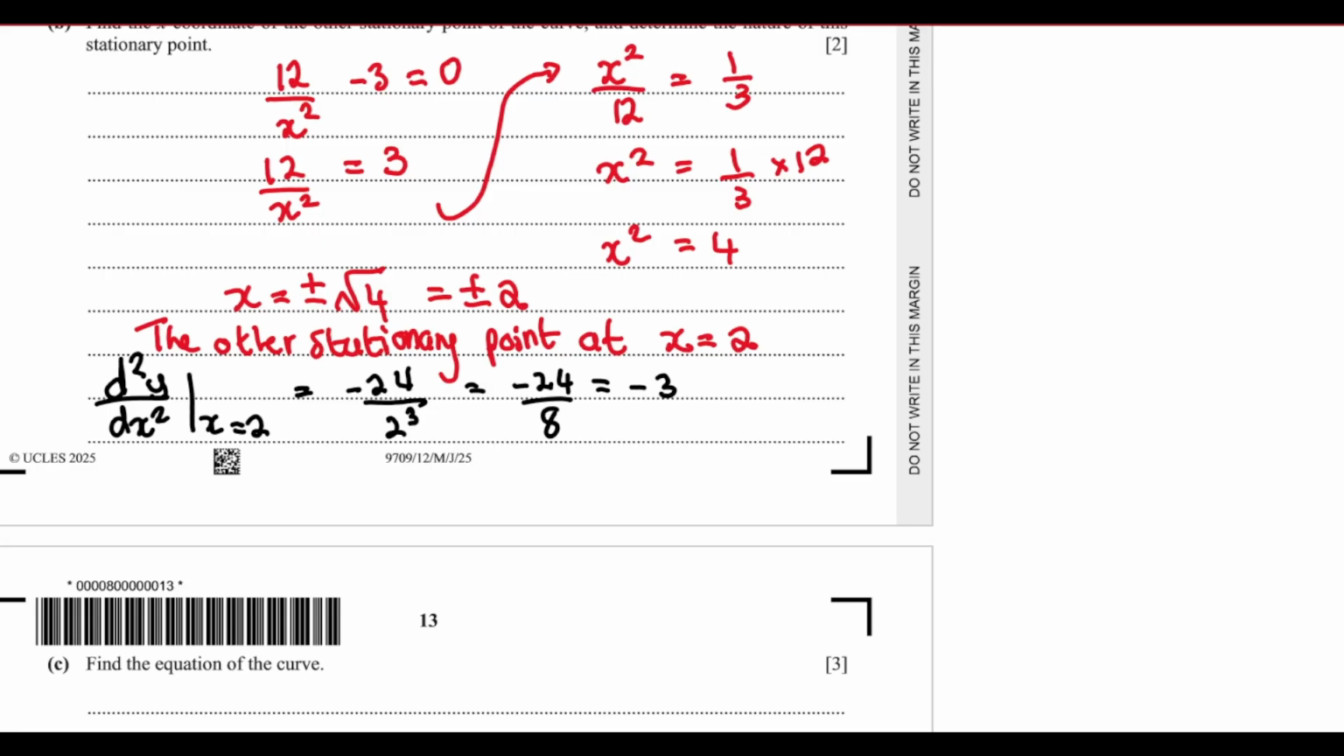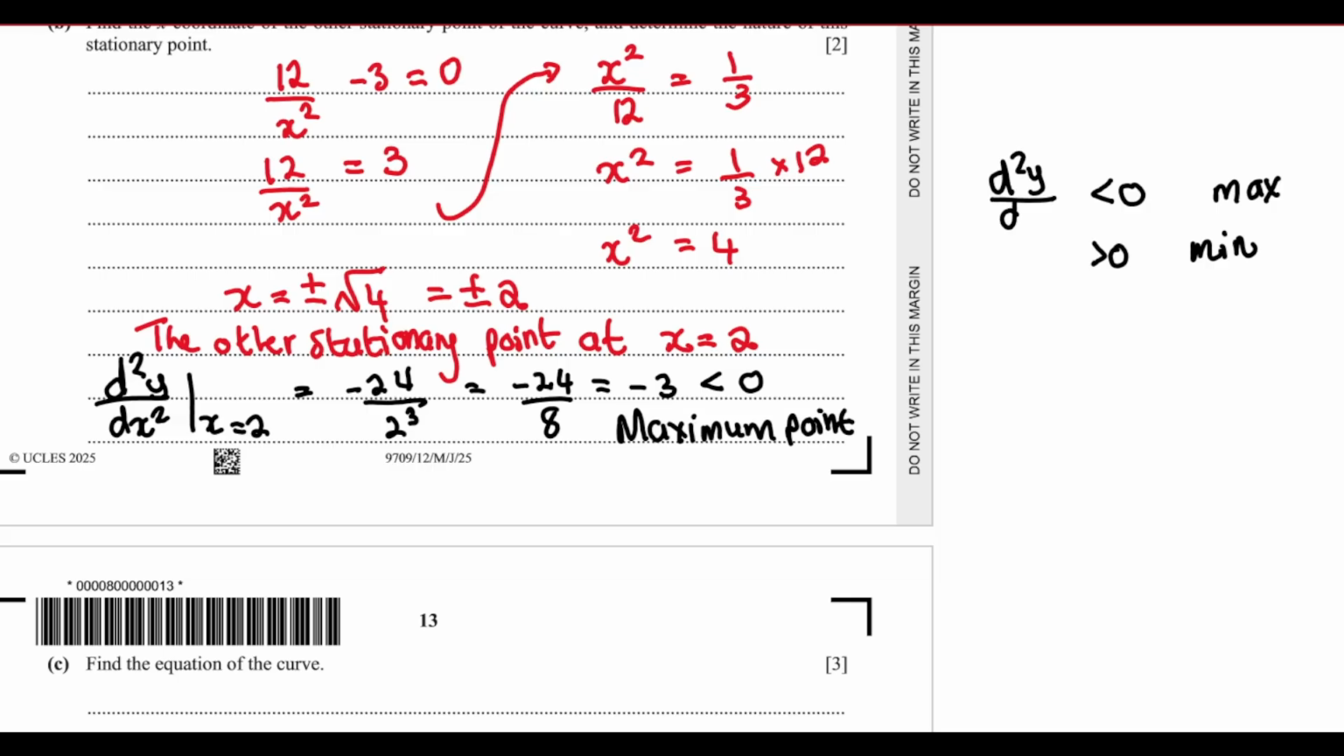If it's negative, that means it is a maximum point. So if it's negative, it's a maximum. If it's positive, it's a minimum. Okay, that's for the second derivative.